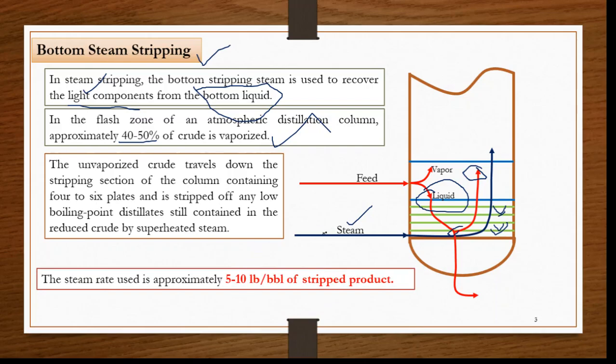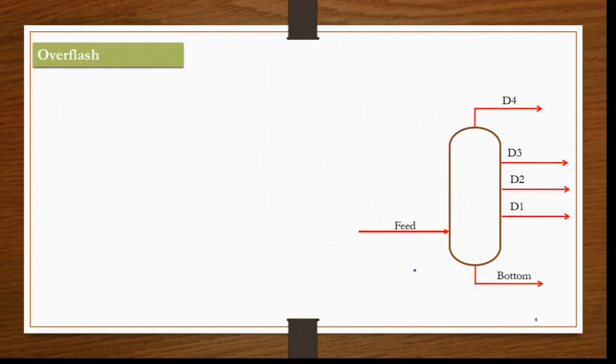This steam has a rate. Normally the steam rate is 5 to 10 pounds of steam per barrel of stripped product. Because we are going to use this value for the material balance, we should know about it. It ranges from 5 to 10. The unit is very important, and we'll discuss it when we go to the calculations: pounds of steam per barrel of stripped product. So this is about the bottom steam. Let's come to the next part.